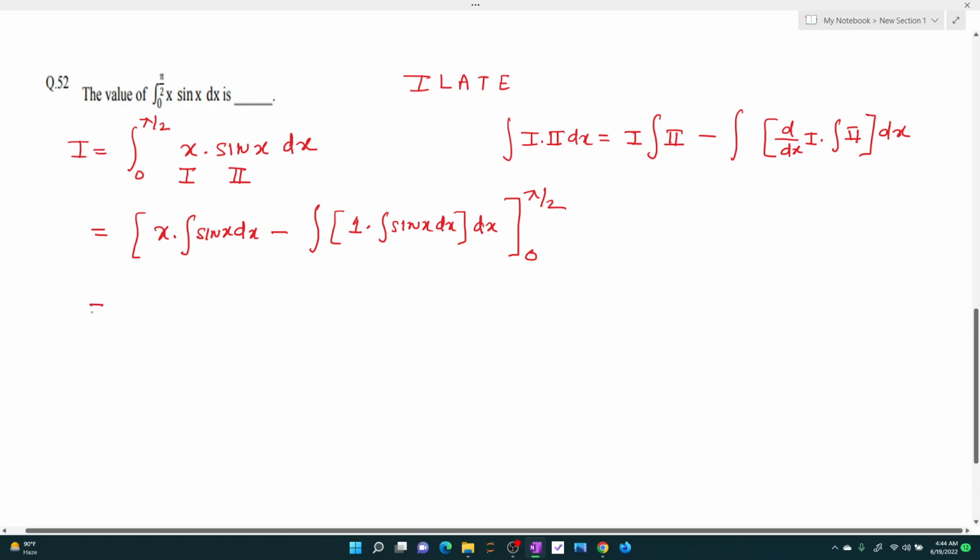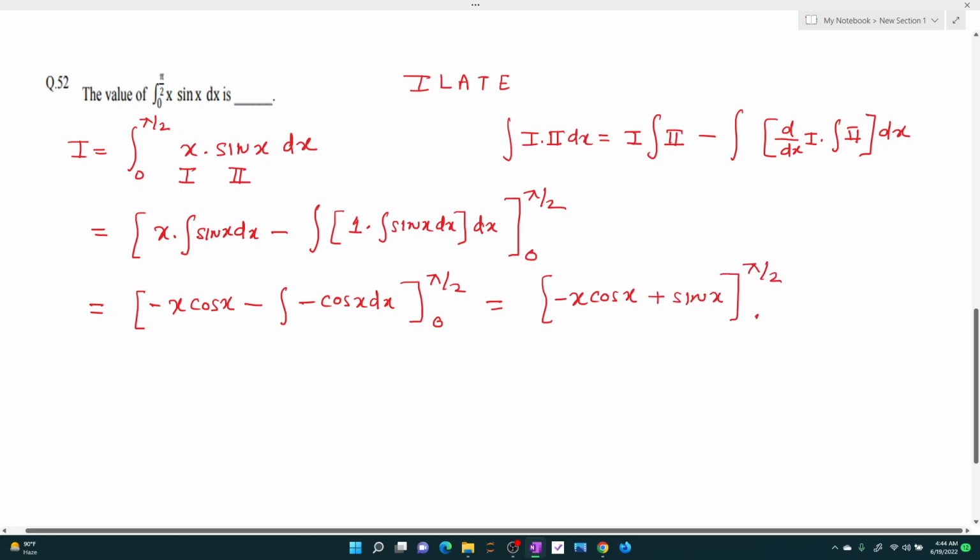So what is the integration of sin x? So this is coming out to be x times minus cos x, right? So x times minus x cos x, and then we have minus, again integration is coming out to be minus of cos x dx from pi by 2 to 0. When we do integration one more time, this is minus of x cos x, and now this time it's simply the integration of cos x, which is nothing but sin x, right? From pi by 2 to 0.